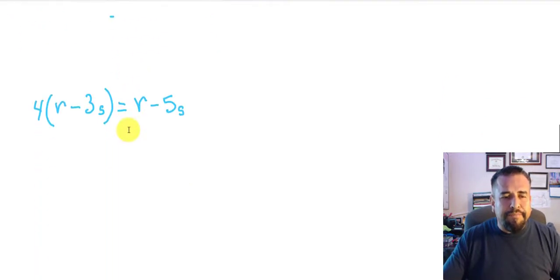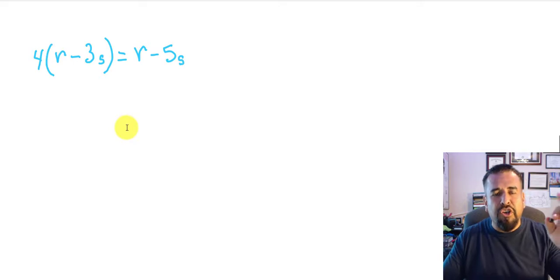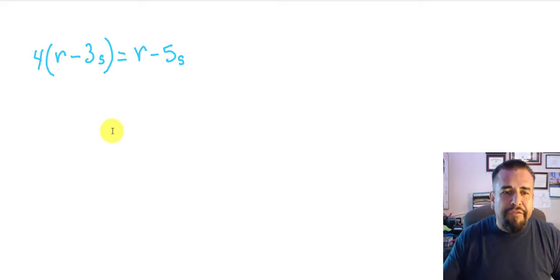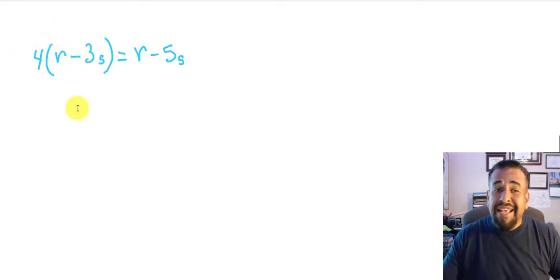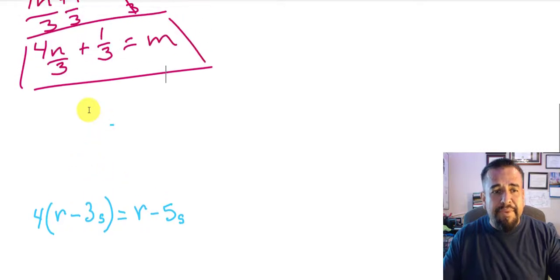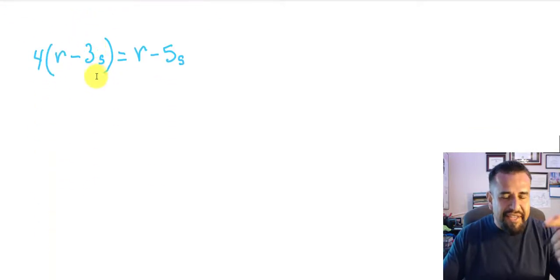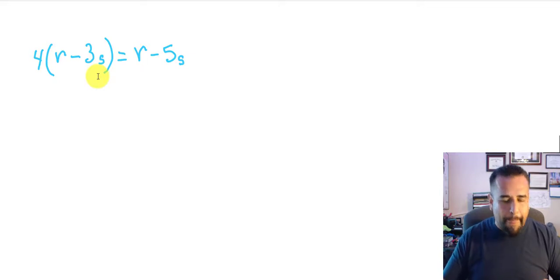Here's the third one. What I want you to do is go ahead, pause the video, and try this out on your own. Don't forget about the simple skills. Right here, you're going to need to use the distributive property. That's the only extra step besides these other ones that we did here. All right? So go ahead, give it a shot, and then come right back.